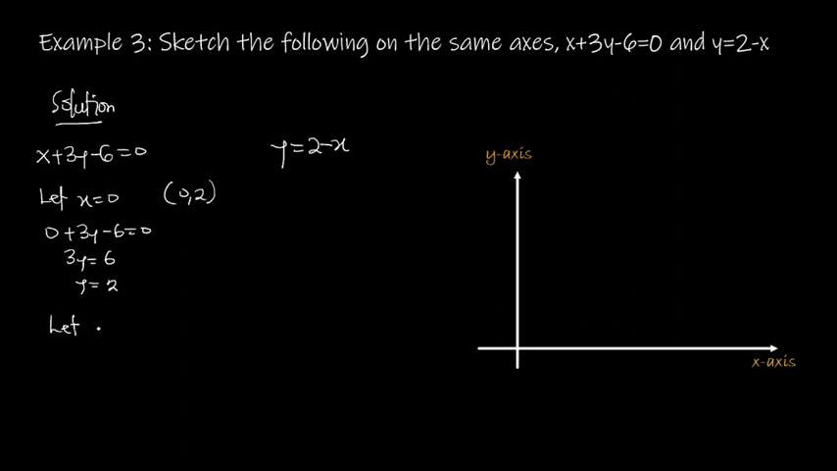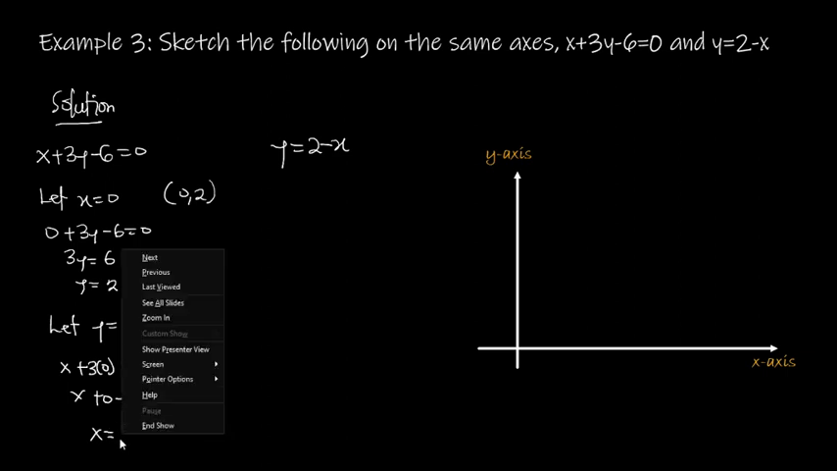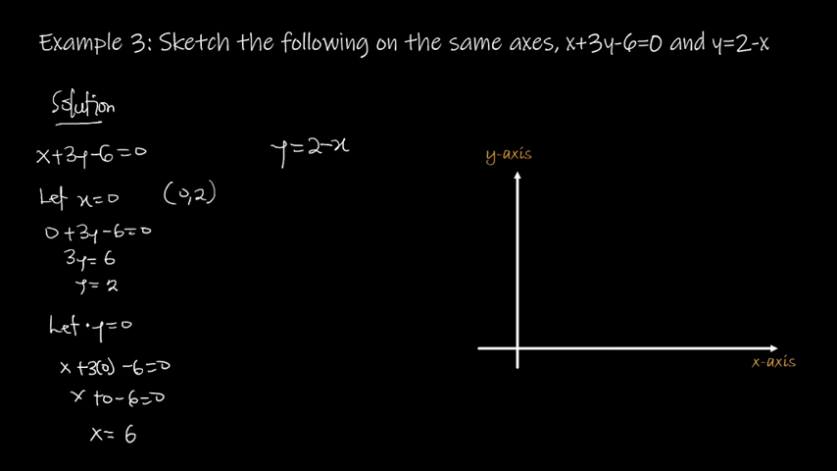Now I say let y be 0. If y is 0, I have x plus 3 into bracket 0 minus 6 equals 0. So x plus 0 minus 6 equals 0. So x is therefore equal to, I send the -6 to the other side, becomes +6. So therefore my point over here is 6, 0.